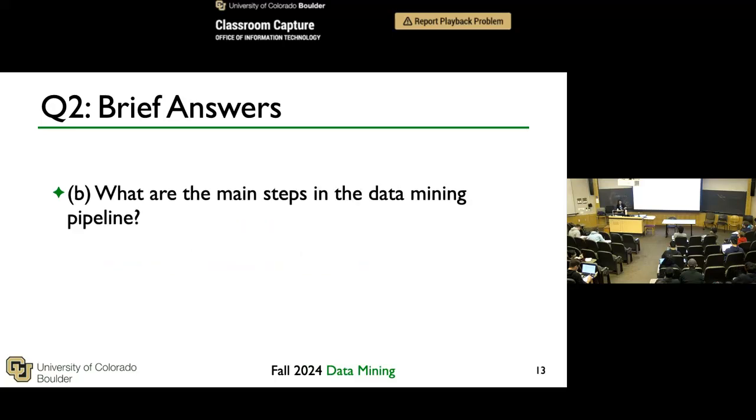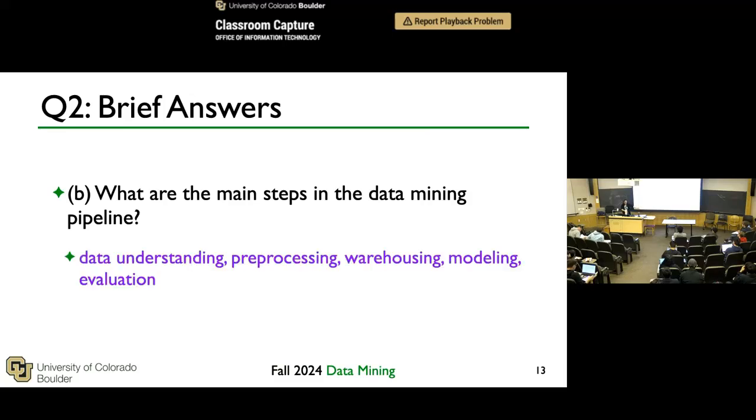Next one. What are the main steps in the data mining pipeline? Remember our visual illustration? Starting with the raw data, you have some data understanding, because basically it's the characteristics of your data. Pre-processing, data warehousing, and then you do the modeling, and then you do the evaluation, okay?